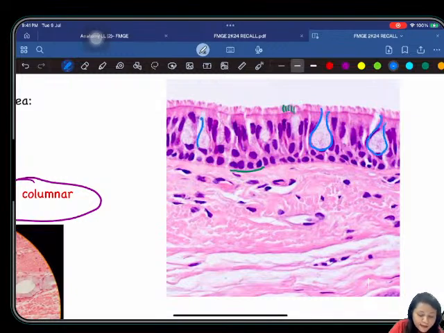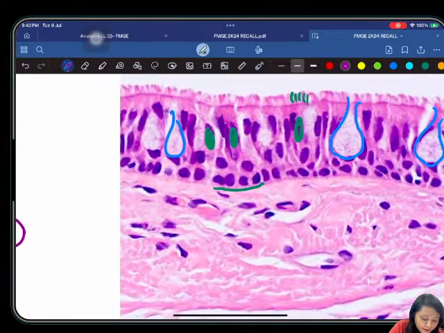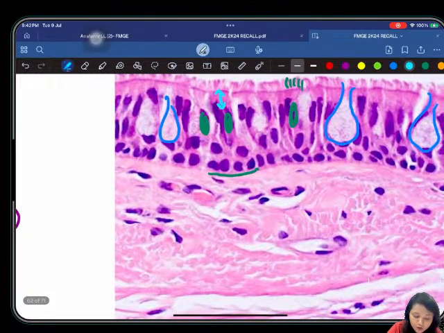okay, and the cells are columnar, as you can see. The nuclei are near the base and long, okay, and there is enough cytoplasm in the upper part, okay. The cytoplasm is enough in the upper part. The nuclei are elongated and near the base. So it is a columnar epithelium.